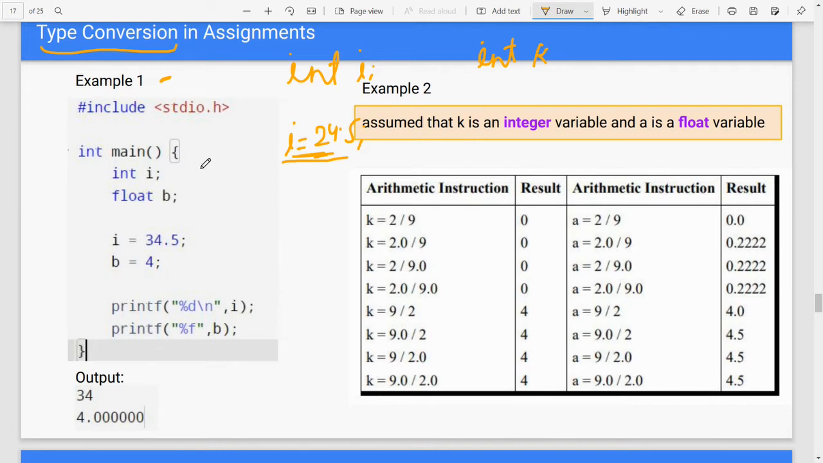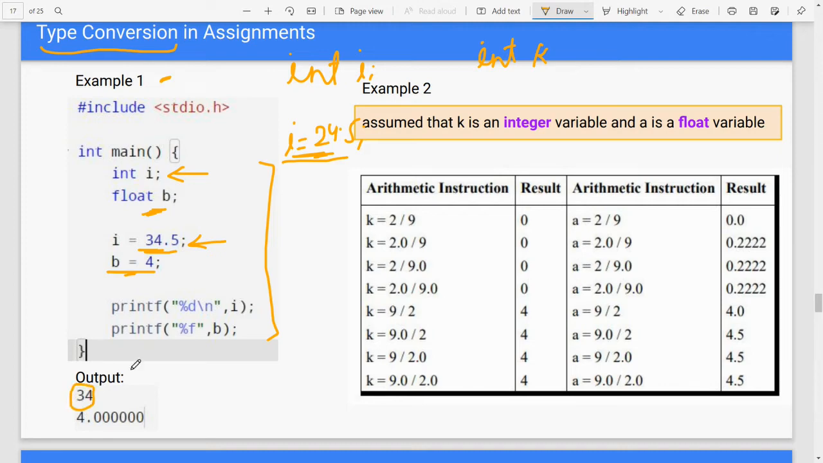I have defined here an integer i, and I'm trying to store a float value. You can see that I'm trying to store 34.5. And similarly, I'm declaring a float variable b, and initializing it with 4, which is an integer. So what will be the output? This code is actually valid, it will not throw an error. When we print i, which is an integer, it will give an output of 34.